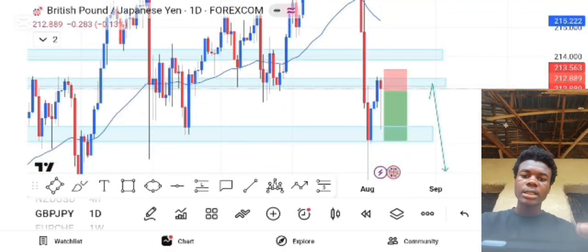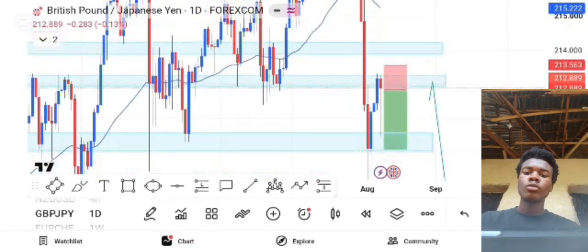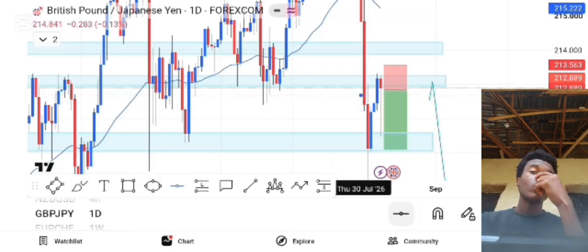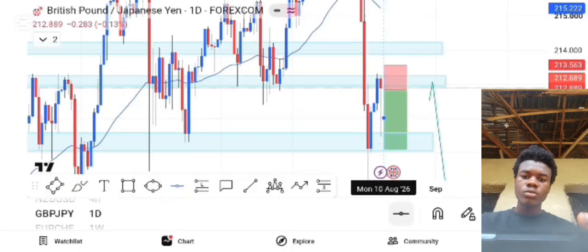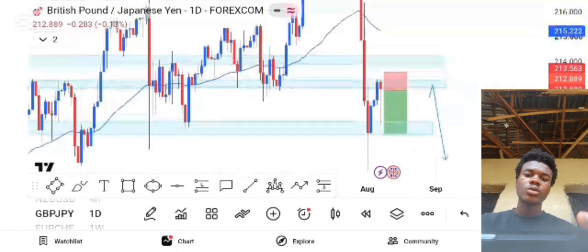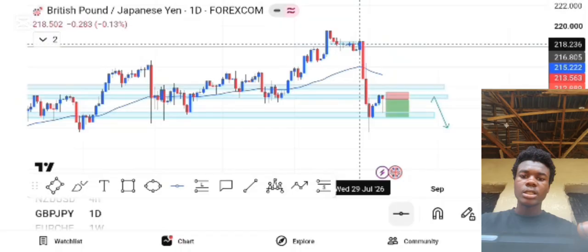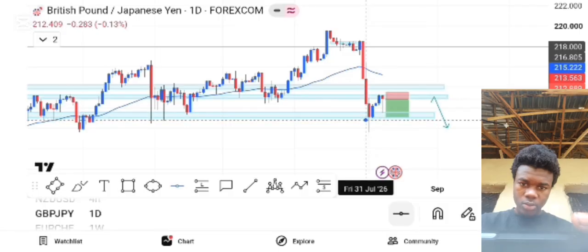I'm anticipating that maybe tomorrow, Monday, we are going to fill this week with a new bearish candlestick, right here, as you can see. So we are strongly bearish. This is the lower high. We're having a lower high here, then right here we are having a lower low.